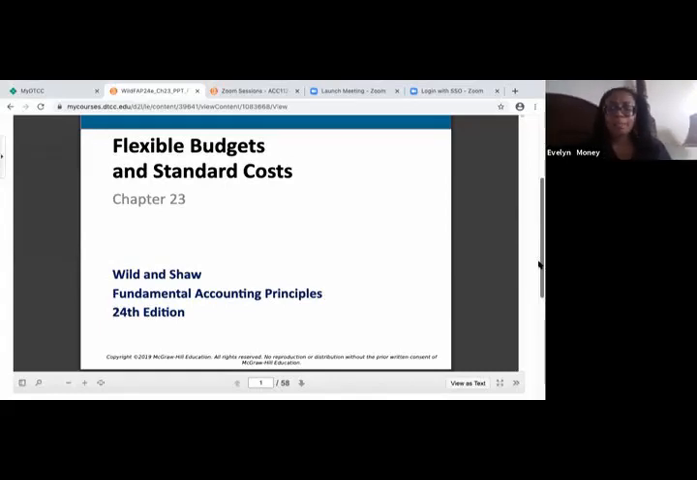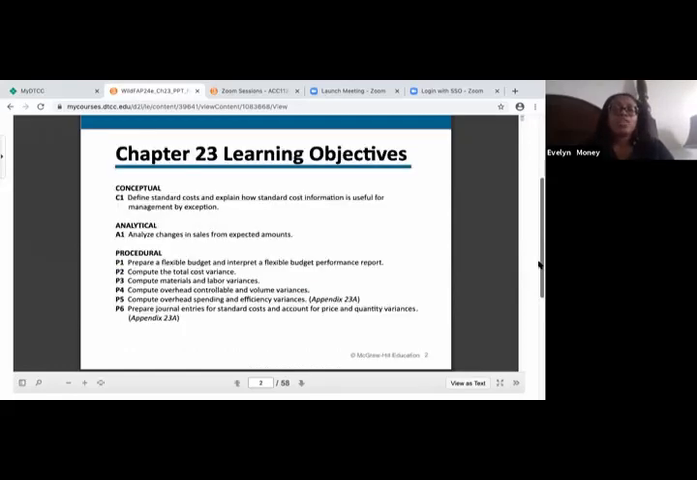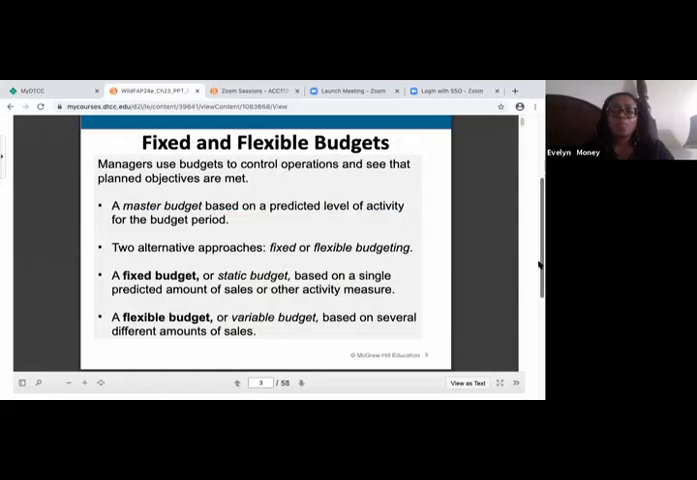All right. So in this chapter, we're talking about flexible budgeting and standard costs. So I just want to give you a broad definition of a flexible budget, because we talked about a master budget in the previous chapter. It starts with sales, ends with our budgeted financial statements. And that's usually a fixed budget because those are based on one level of sales for one particular month.